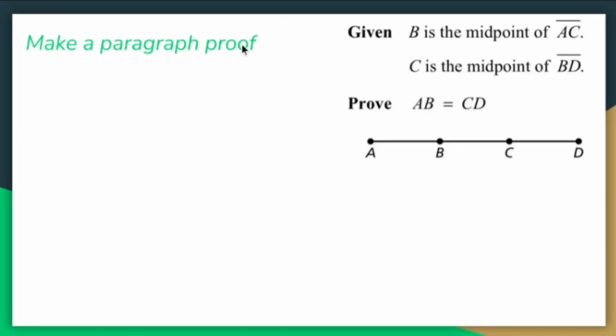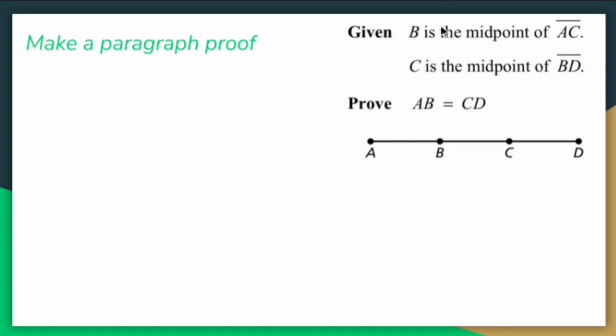Make a paragraph proof given B is the midpoint of AC, C is the midpoint of BD, prove that AB equals CD. All right, so what's a paragraph proof? It's a proof where you say given blah, blah, blah, then blah, blah, blah, because of this property, then blah, blah, blah, because of that property, and therefore AB equals CD. So what do I have to do with this problem?